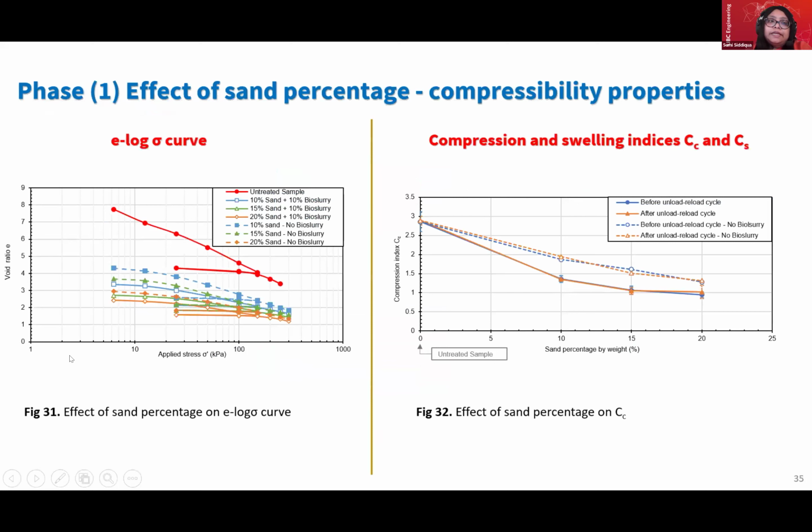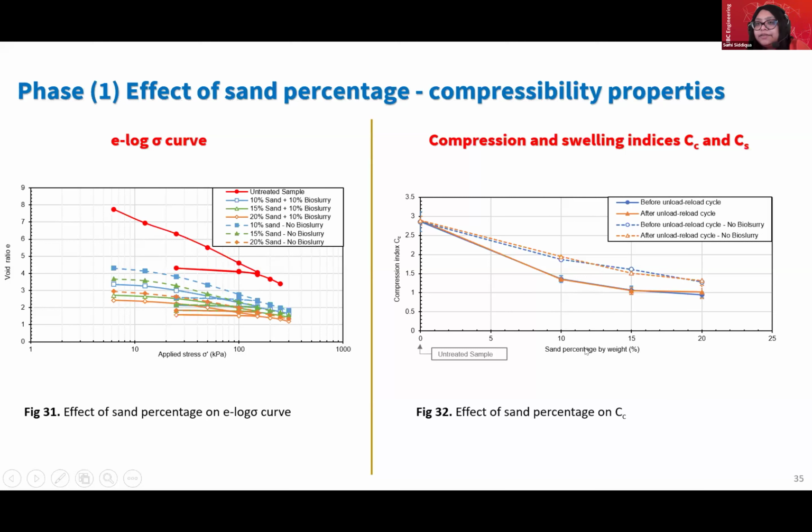Again, we looked into the e-log p data, so void ratio and applied stress, and the effect of sand on this behavior. You see the red one over here is the untreated sample, and then we have sand percentages of 10%, 15%, and 20%. There is a change from the untreated sample, but the changes between those individual percentages of sand are not that significant. We also looked into the compression and swelling indices, based on the added sand.